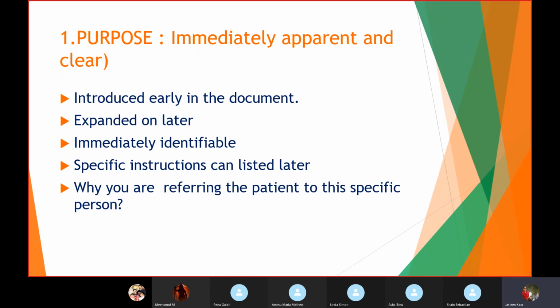Now, it's very important to remember why you are referring this patient to the specific person. If you are writing to the orthopedic surgeon, then it should be stated why now. If a patient had a problem with the surgery a year ago and you are referring now, then it should be specified why now. Remember that. That's very important.